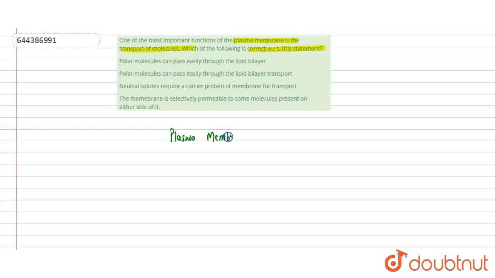first of all, plasma membrane, it is selectively permeable. Selectively permeable means it allows only certain molecule to pass through it, while other molecules are not passed without any help, without any energy or any carrier protein. These can't pass across the plasma membrane. So it's selectively permeable. Selectively permeable is due to the presence of lipid bilayer.